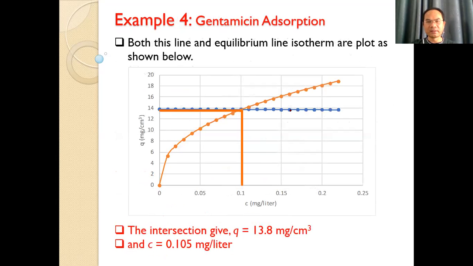You plot Q versus C. This is the equilibrium line. This is the operating line. And then you get the intercept between these two lines: Q equals 13.8 milligram per cubic centimeter, and C equals 0.105 milligram per liter. This is the concentration after adsorption. Q is the amount of solute adsorbed on the surface of the adsorbent, and C is the remaining solute that is unadsorbed.